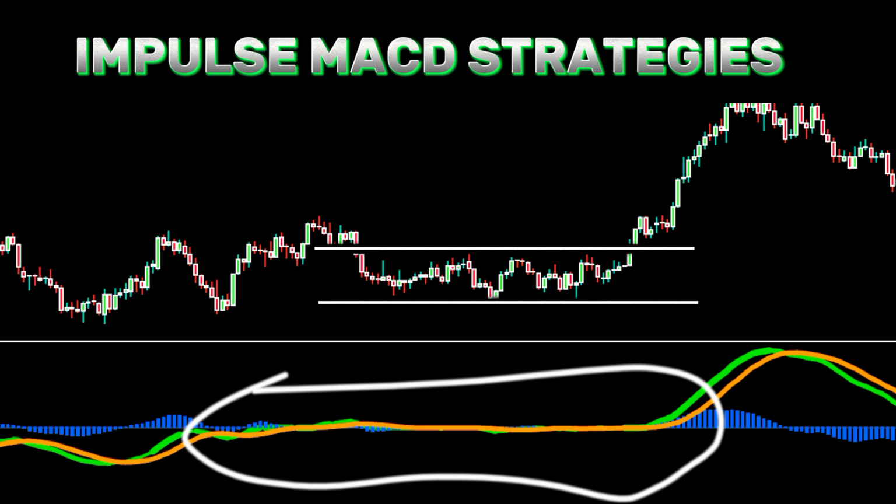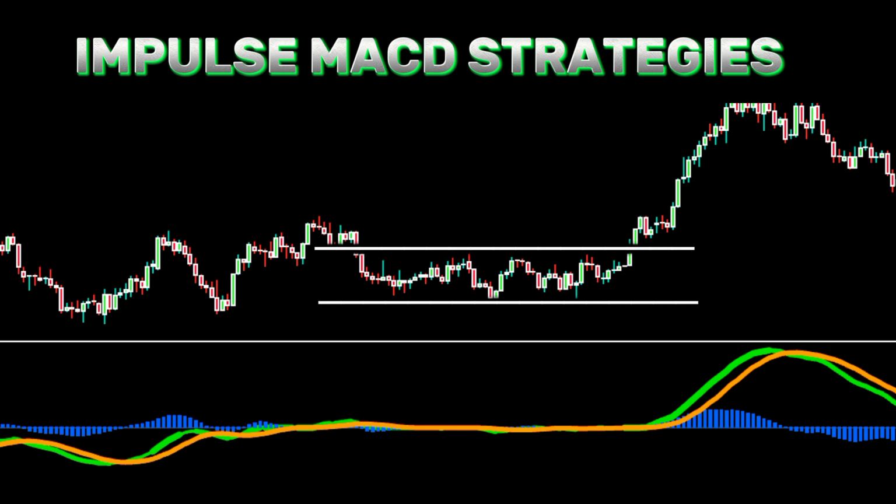However, you also need to take into consideration the length of the flatness. Listen, we only want to use signals where the impulse MACD goes flat for a long period of time. We do this to ensure that we don't get a false signal, because the longer the market stays within a range, the higher the chance that a breakout would happen.